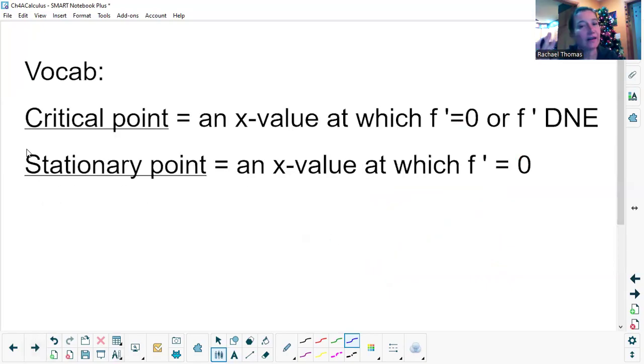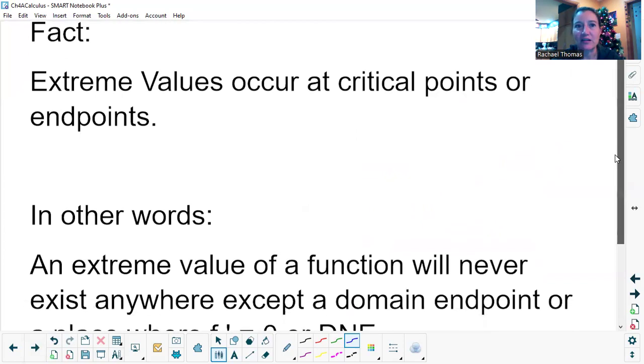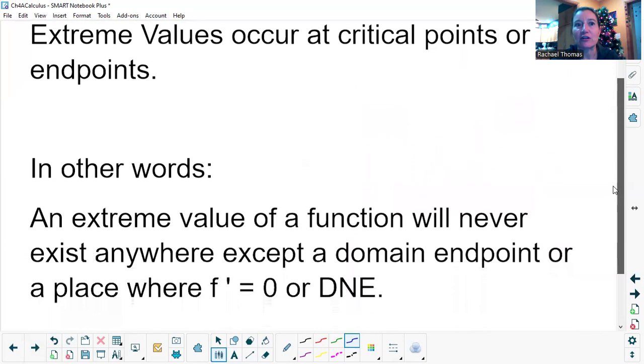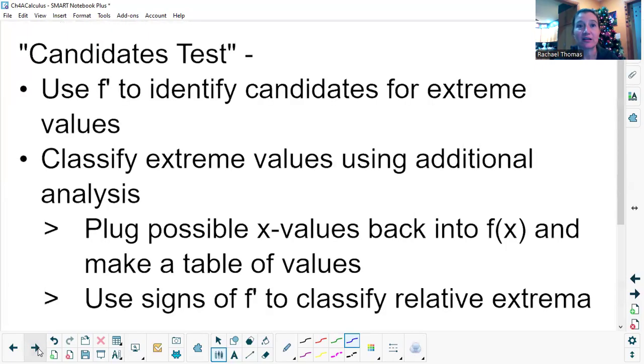Critical points are any x value at which f prime equals 0 or f prime does not exist. And if we're just talking about the places where f prime equals 0, we call those stationary points. The vocabulary is not essential. Extreme values occur at critical points or endpoints. So in other words, an extreme value of a function will never exist anywhere except a domain endpoint or a place where f prime equals 0 or does not exist. That's a super handy fact.